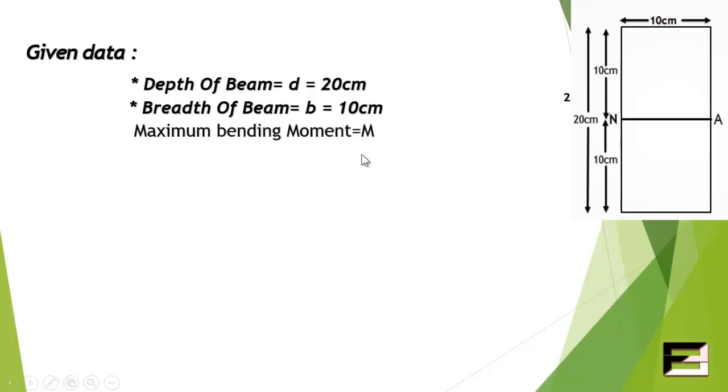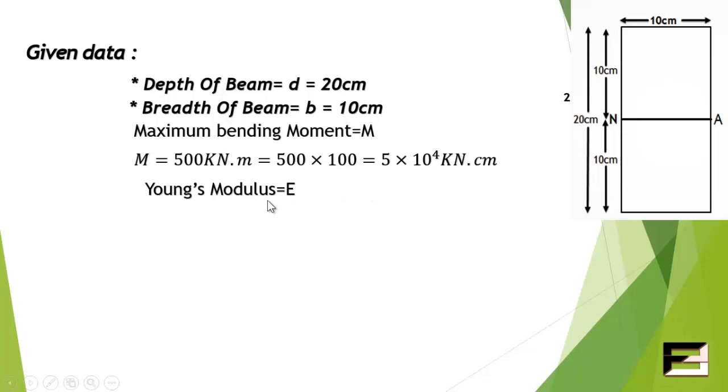Maximum bending moment M is equal to 500 kilonewton meter. We have to convert meter to centimeter, so 500 multiplied by 100. When we do some maths, we will get 5 multiplied by 10 raised to the power 4 kilonewton centimeter.